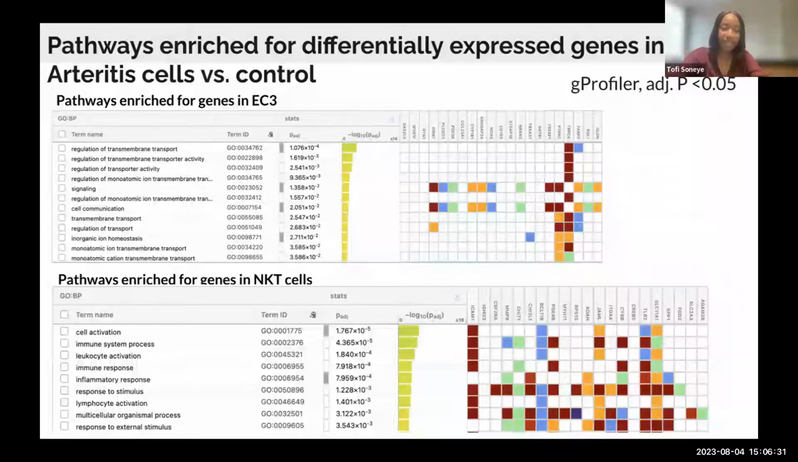Now, if you remember earlier, I mentioned that the NKT cells served as a control to point out the accuracy of our results. So here we could see that the NKT cells, which are a type of immune cell, were more enriched in pathways that are associated with immune responses in the body, like inflammatory response to stimulus and cell activation.